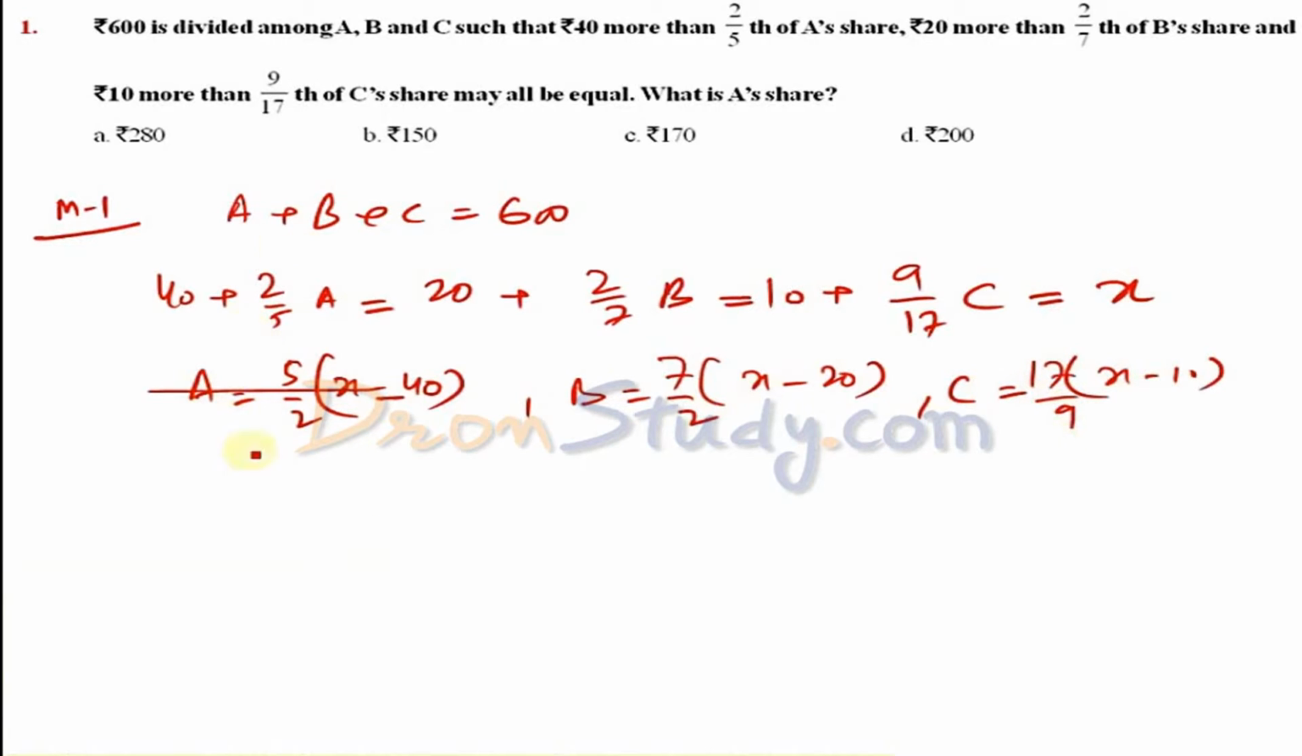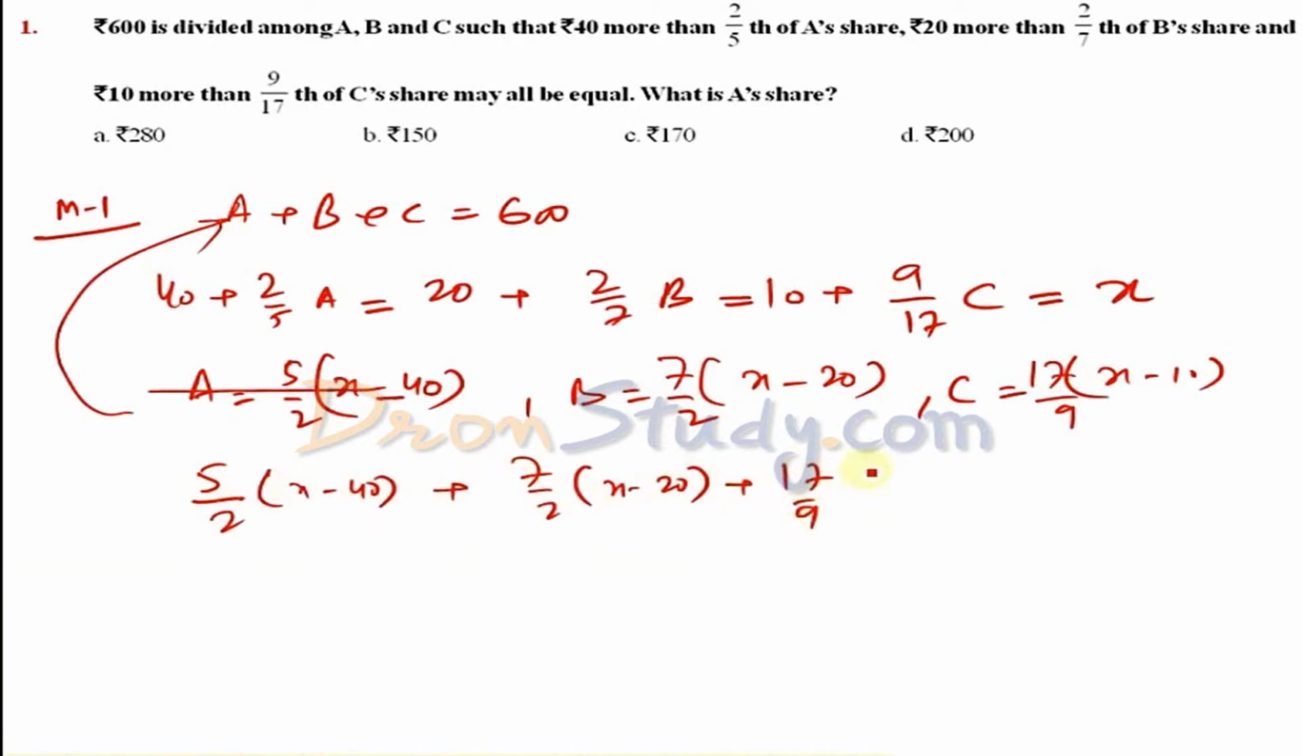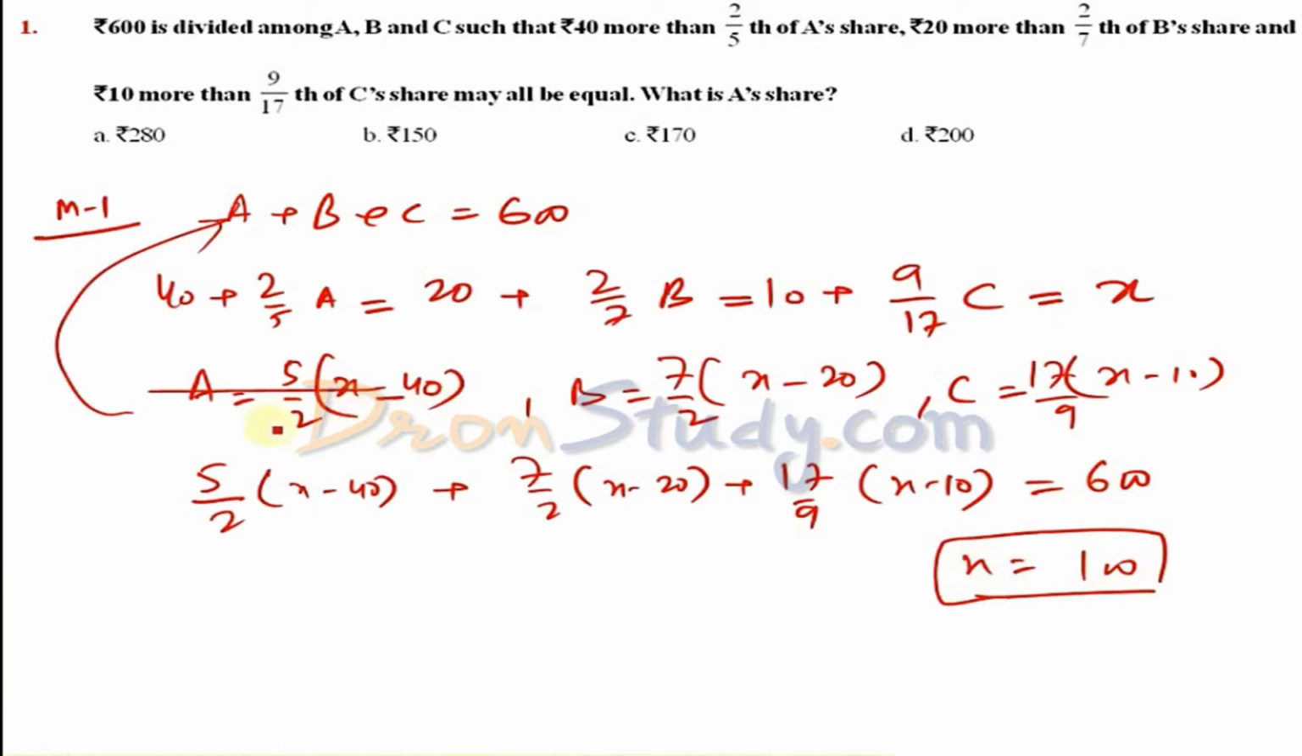Now putting these values in the equation, we have 5 by 2 (x minus 40) plus 7 by 2 (x minus 20) plus 17 by 9 (x minus 10) is equal to 600. Solving, we get x as 100. So putting this value of 100 in these, we get A as the required value, right? We will get the answer from this. Now this method will take 1 to 2 minutes in an examination. Now, how to solve these types of questions within 10 to 20 seconds.